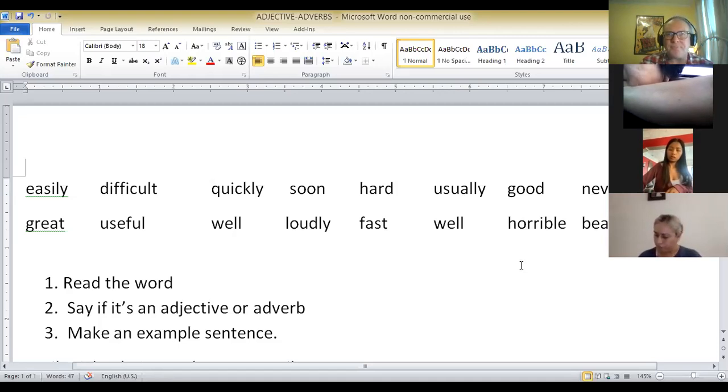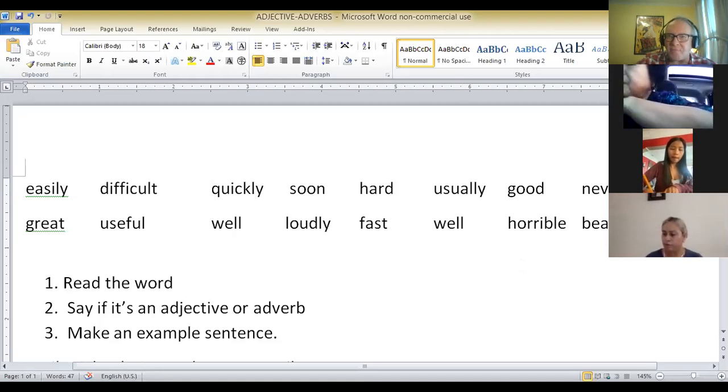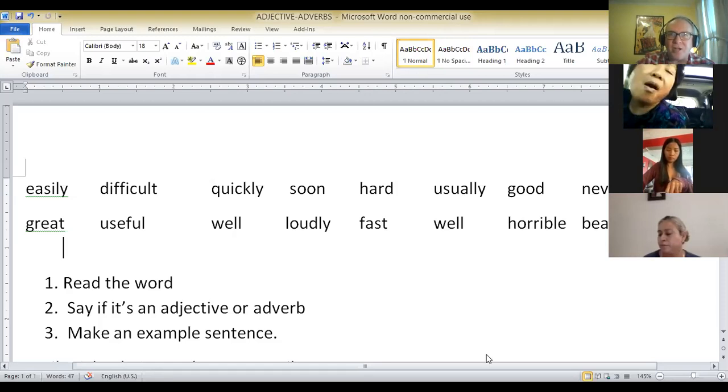No problem? Okay, I'm going to go back to the main room. How much more time do you think you need? A couple minutes? 5 more minutes? Okay, 5 more minutes, and then I'll bring you back in and we'll finish up, okay? All right, let me find the button to get out of here. I have to stop the share. Okay, there we go. I'll see you back in the main room in a few minutes, okay?